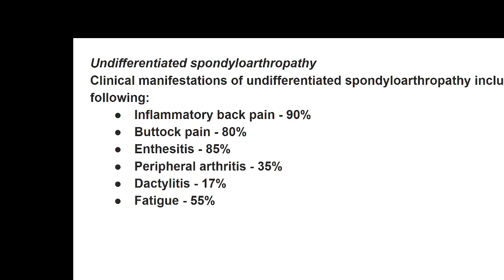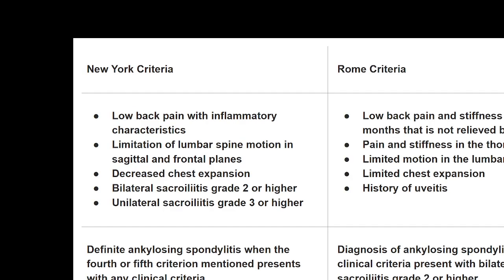The usual range of presentation would be 90% of patients would have a back pain which is of inflammatory origin, and buttocks pain in about 80%. Enthesitis, which is pain in the area of insertion of the tendons, like the Achilles tendon and so on, is in about 85%. Peripheral arthritis, other joints being involved, in 35%. Dactylitis or eye signs in around 17%. Simply fatigue as a major symptom in 50% of patients. Because of these variable clinical presentations, the diagnosis is based upon the clinical criteria.